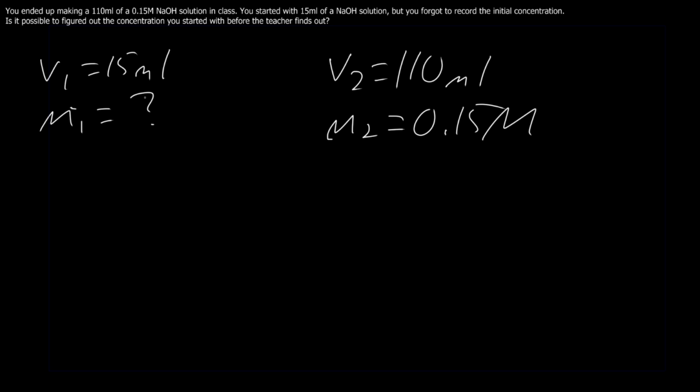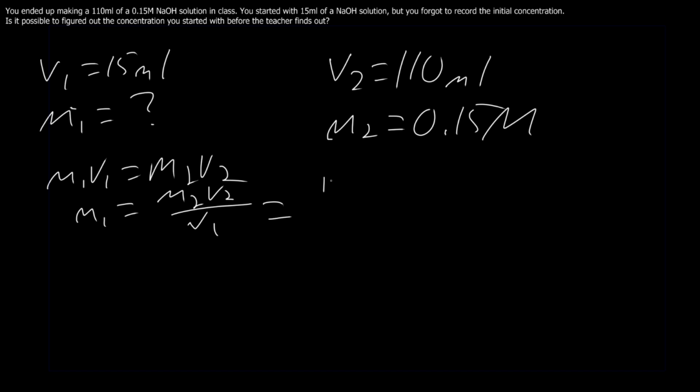So again, this is M1V1, but backwards, but it still ends up being essentially the same thing. So the M1V1 equals M2V2. Can plug in everything but M1. So I move V1 over. I have M1, which is going to end up equaling 110 milliliters times 0.15 molar divided by 15 milliliters.